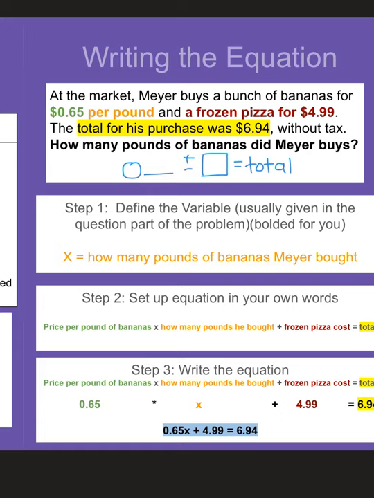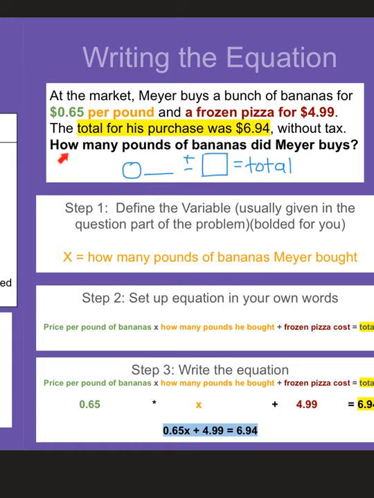At the market, Meyer buys a bunch of bananas for 65 cents per pound and a frozen pizza for $4.99. The total for his purchase was $6.94 without tax. How many pounds of bananas did Meyer buy? First step, it says to define the variable, because you can't just say X is blah, blah, blah. What is X representing, especially since we're dealing with a specific situation? The variable is usually given in the question.